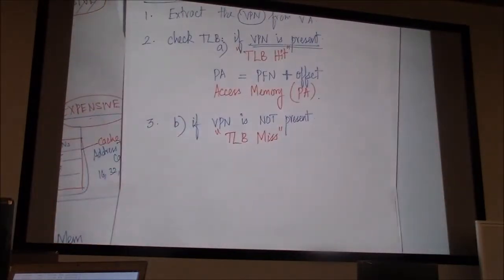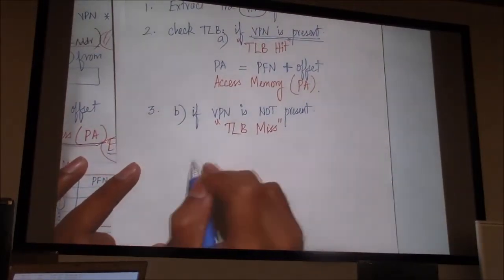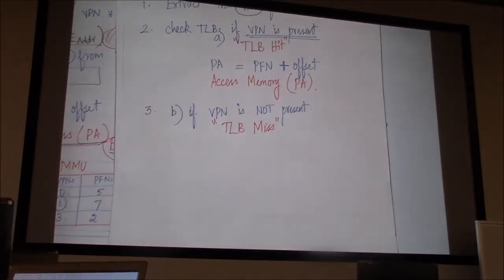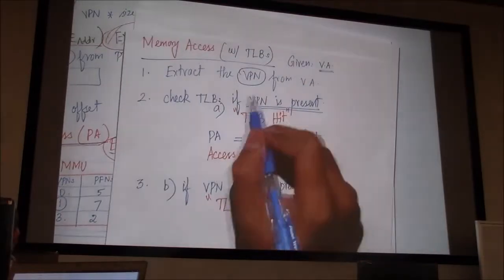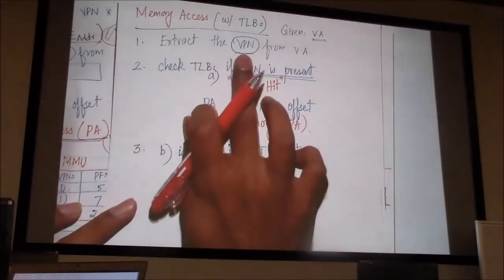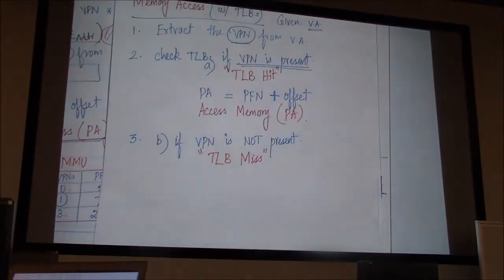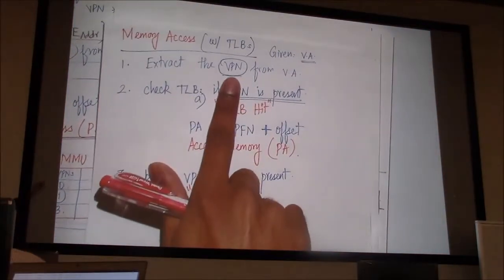So when a TLB miss happens, what are we going to do? Any guesses? If it is a TLB miss, what should be the next step? The only thing that we have till now is our VPN. Exactly. So we have to go and find the page table entry for this corresponding VPN in the physical memory.